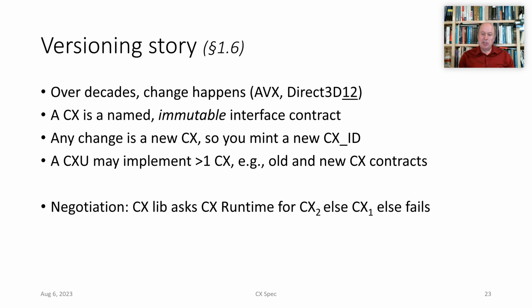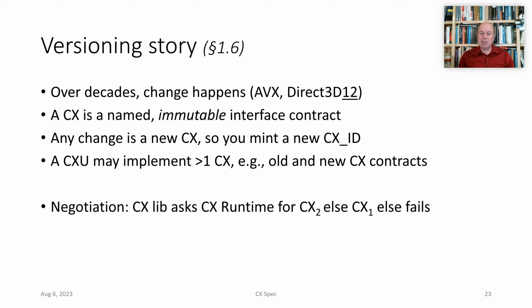First, a library should only use the composable extension versions that it's been tested with. And a library may want to use a new extension if possible, but fall back to an older version otherwise. So in the spec, a composable extension is a named and immutable interface contract. If you make changes to an extension, for example, adding a new custom function instruction or changing the behavior of an instruction, you've actually defined a new composable extension. It was foo v3, now it's foo version 4.